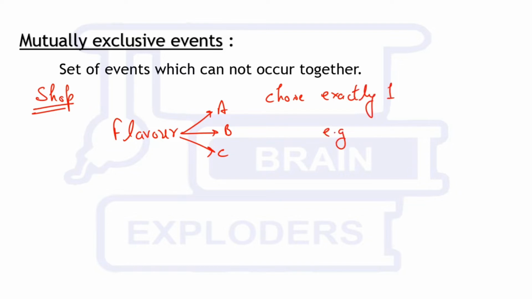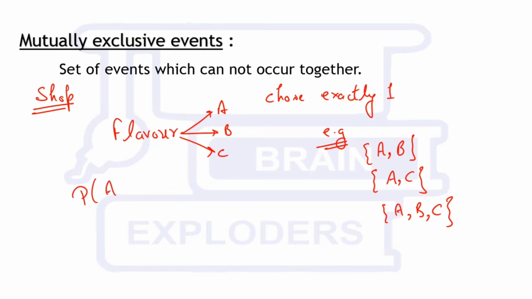Then the event of choosing A and choosing B are mutually exclusive, because if you choose A, you can't choose B, and if you choose B, you can't choose A. Similarly, events A and C are mutually exclusive, and A, B, C are mutually exclusive. If you are asked what is the probability that you will choose A or B, not C, then you can find this probability by adding the probabilities P(A) plus P(B), meaning the probability of choosing A and the probability of choosing B. It is only possible if both are mutually exclusive.